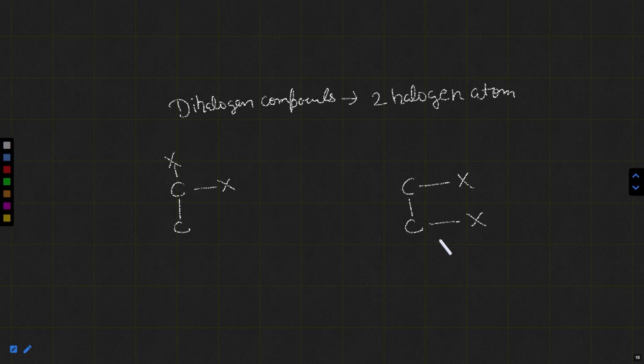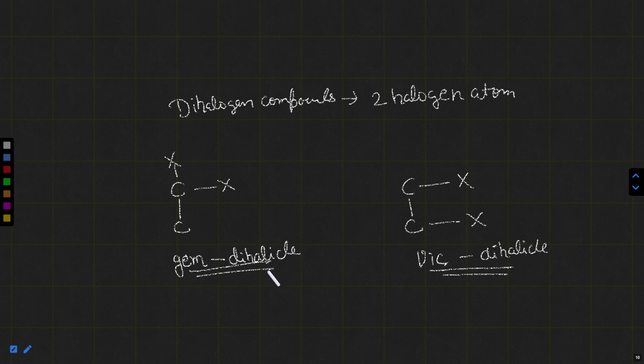Second, you can put them on individual carbons. So if you put both of these on one carbon, then we call it gem. And if you put both of these on different carbons, then we call it vic. Okay. Now this is called gem dihalide. And this we term as vic dihalide. This is clear?